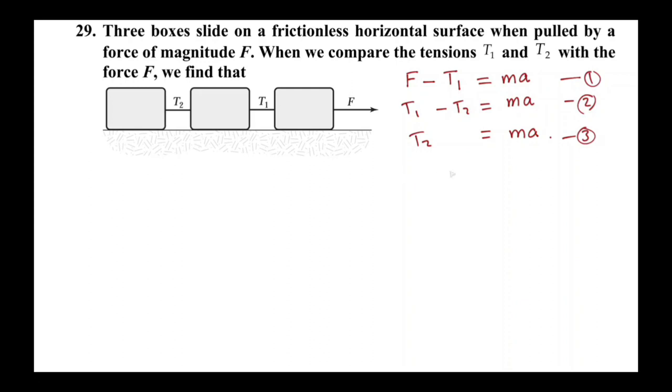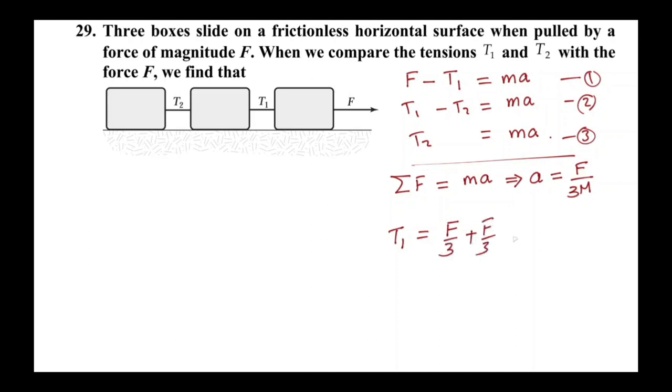And remember, it is 1, 2, 3. And remember, sum of all forces, or the net force, it's equal to MA. And in this case here, A, the acceleration, equal to the net force, it's actually F, F divided by the total mass, it's 3m. You substitute this back in this one here, you will find T1, actually, it's equal to F over 3 plus F over 3, or it's equal to 2F over 3.